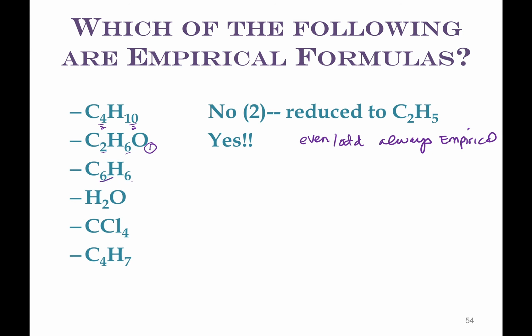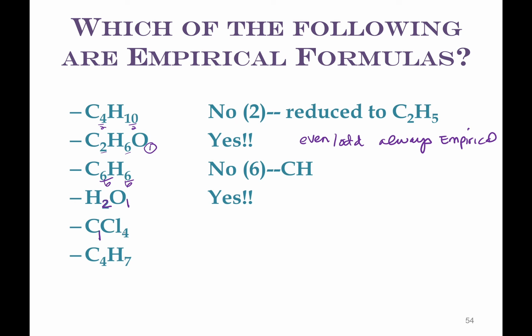C6H6, I can divide both of these by 6, so no, this is not an empirical formula. The empirical formula for C6H6, which is benzene, would be CH. Water, we actually went over on the previous slide, is an empirical formula, because of course in water we have 2 and we have a 1, even, odd.